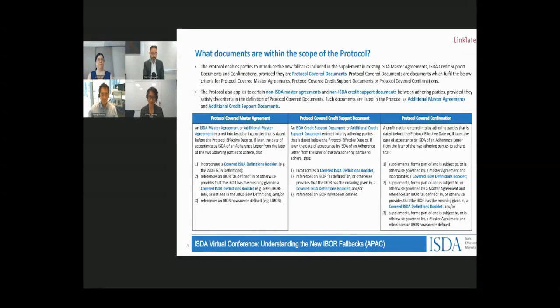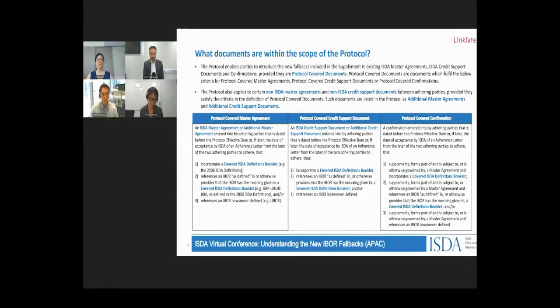So what I'll cover now is what documents are within the scope of the protocol. So Haiming has explained how the protocol operates and the timing of that. And I think what I'll do now is cover exactly what the scope is. The key thing to focus on here is this definition of protocol covered documents. So the protocol will amend all protocol covered documents.